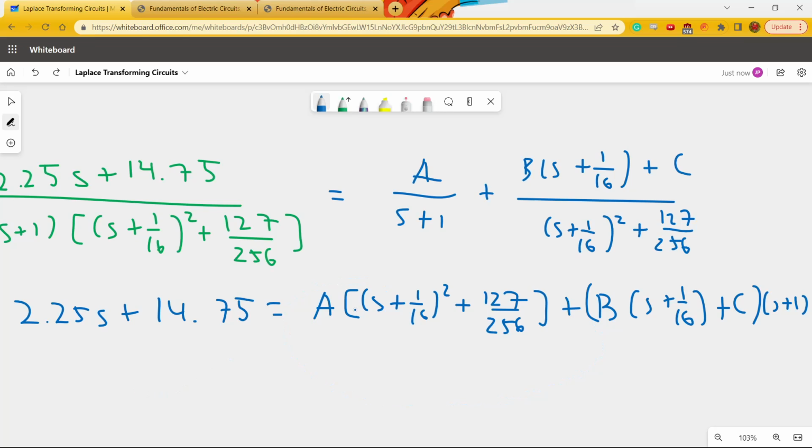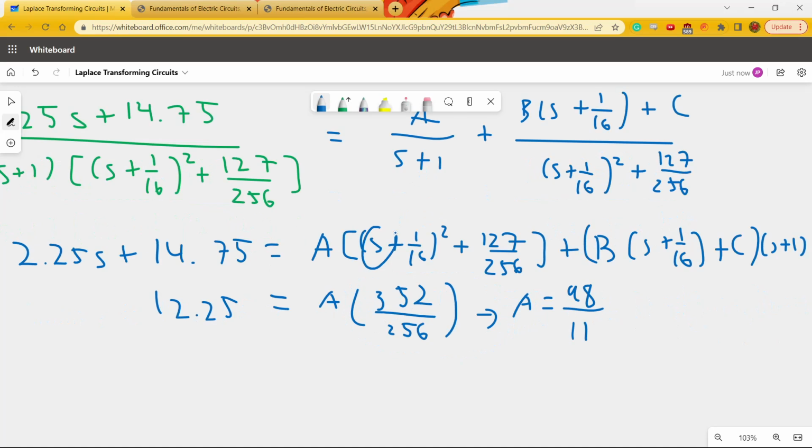2.25s plus 14.75 on the left, and then A times all of this, plus B times s plus 1/16, plus C times s plus 1. I'm going to multiply some stuff out. I mean, this returns to our original. Actually, we're just going to plug in clever s's.